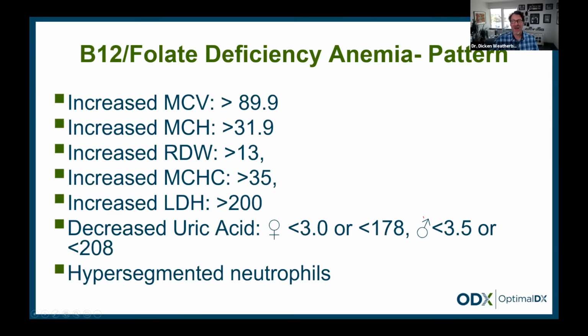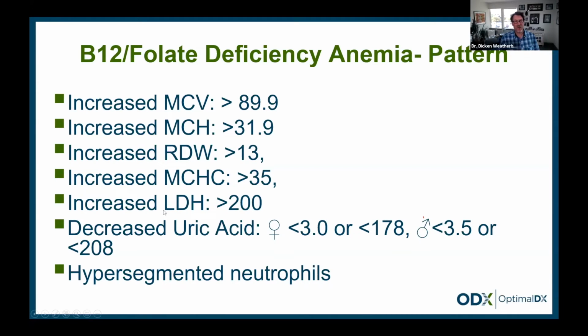So our pattern here is very different from the B12. We are going to see, obviously, there's going to be an anemia. So we're going to have decreased red blood cell, decreased hematocrit, decreased hemoglobin. I didn't put that on here, but in terms of the indices, we're going to start to see increased MCV, increased MCH, increased MCHC, increased RDW. The LDH is going to start to creep up. You're going to see decreased uric acid.